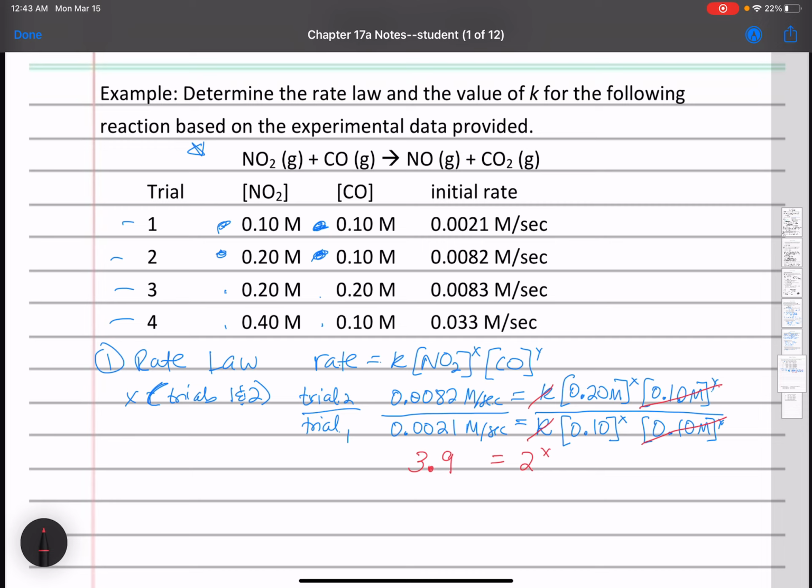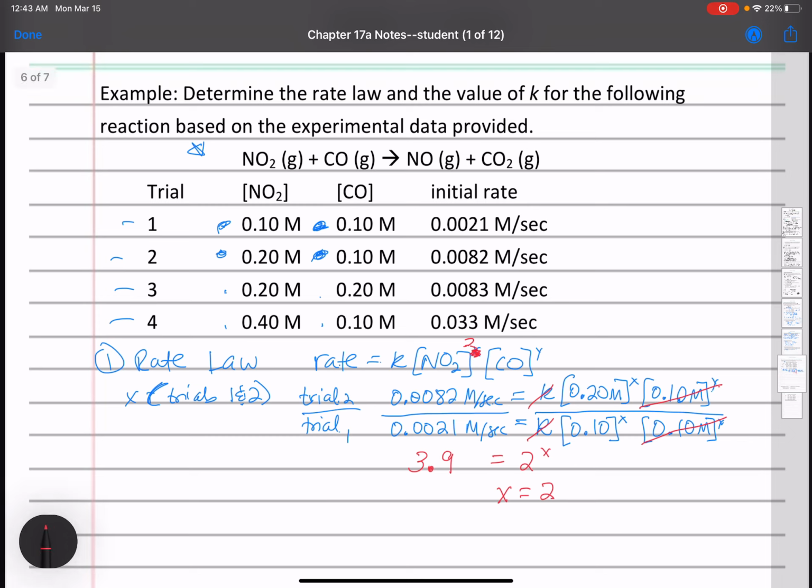Okay, so 2 to what power equals 3.9? And 3.9 is pretty close to 4. We're going to round that to 4. And so we're going to say that x equals 2. 2 squared equals 4. So in this case, we've solved x here. I'm just going to replace that with our 2.